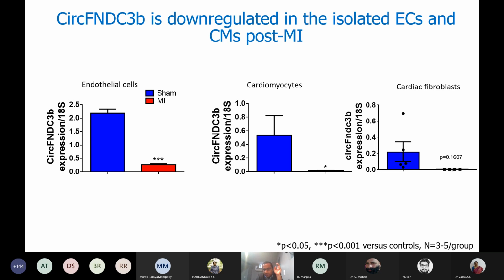And we found, interestingly, look at this, the first and the second bar graph, there's a significant downregulation of this circular RNA, both in endothelial cells and cardiomyocytes. In the fibroblasts, there's a downregulation, but it didn't attain statistical significance. So for our future mechanism experiments, we used endothelial cells and cardiomyocytes.